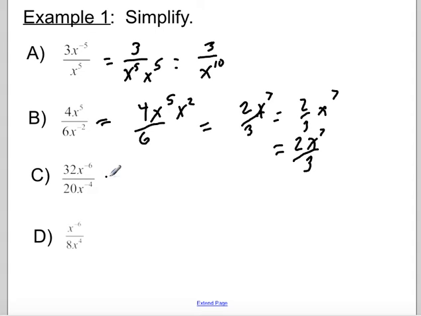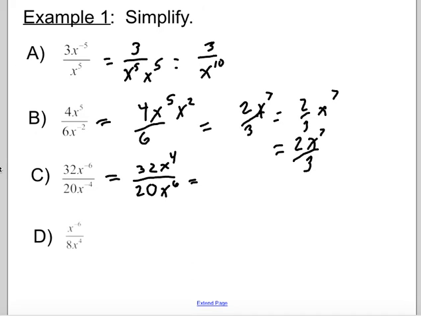All right, so let's come down here and look at another one. So we've got 32 times x to the negative 6, which is going to flip down. The 20 doesn't have an exponent, so I'm not going to do anything with that. I'm moving the x to the 6 down here because it had a negative power. X to the negative 4, that x has a negative power, so it's going to flip up here and become x to the fourth.